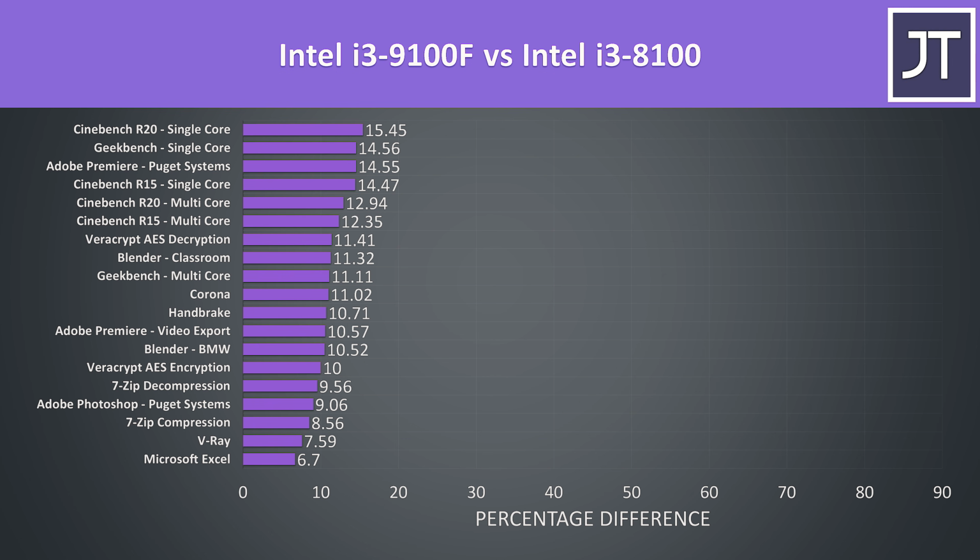Here's how much faster the 9100F is in these same tests over the 8100. I left the x-axis scale the same as the last two graphs shown, as this really shows how much more of an improvement the 10100 is offering.